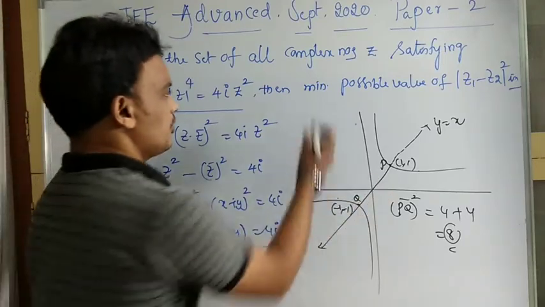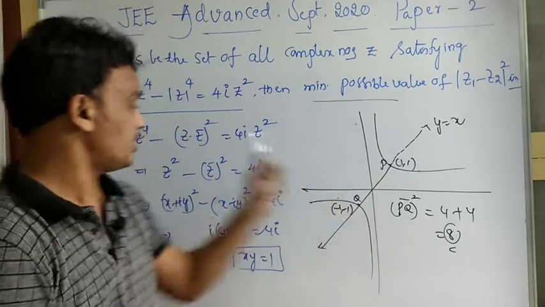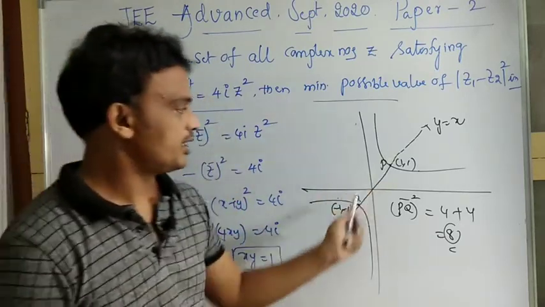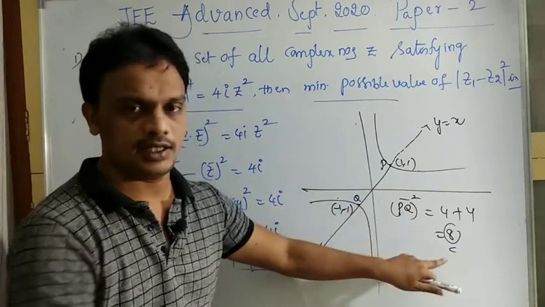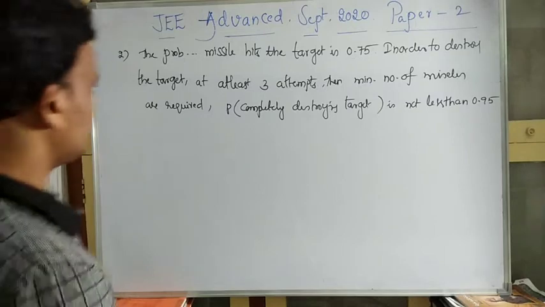Very simple problem. The minimum possible value of the distance squared between two points on this curve satisfying the given condition is 8. Very simple problem, come on students. Coming to the next question.